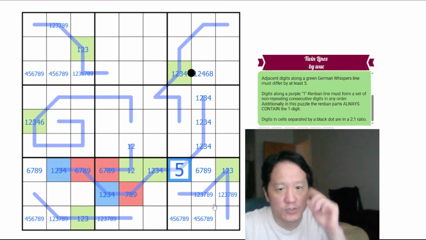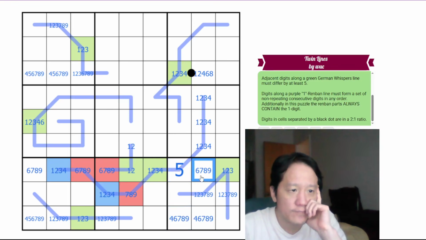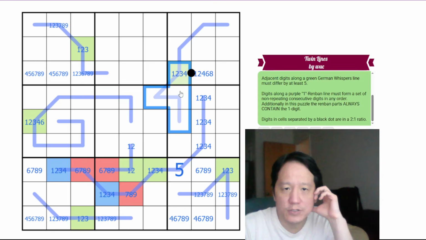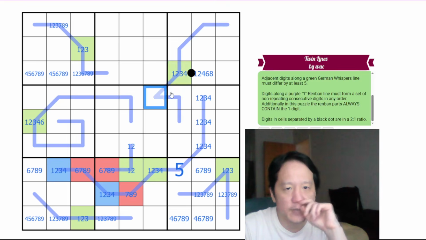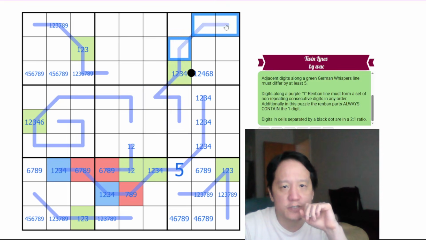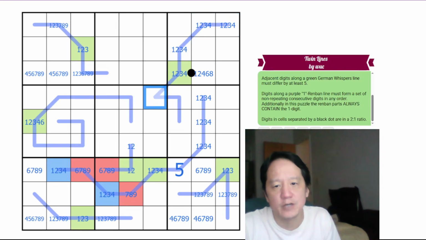We have 5 here, which eliminates 5 in the rest of the box. If this were the Renban part, it would be 1 through 4 guaranteed here, but we have 5 cells requiring the digits 1 through 4 if that were the case. So this cannot be the Renban part, which means this is the Renban part, so it's 1 through 4 there. This has to be high, this is low, and this is high then. So since this is low, it's 1 through 4 here.